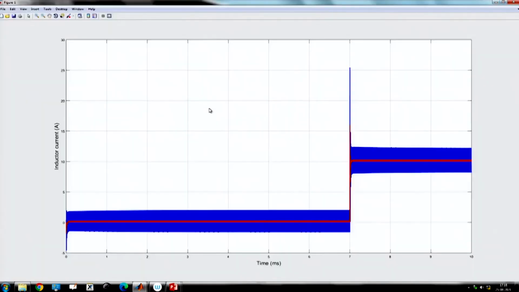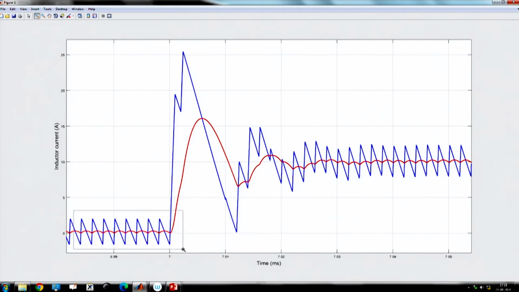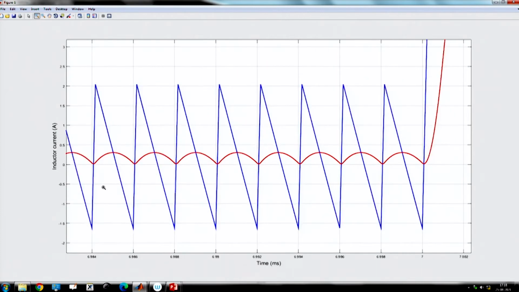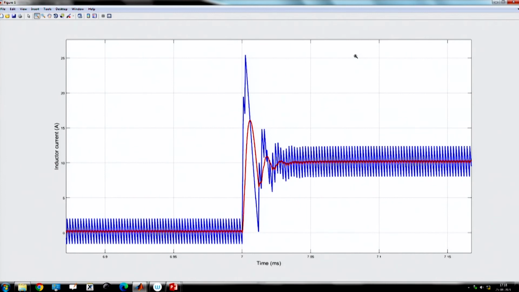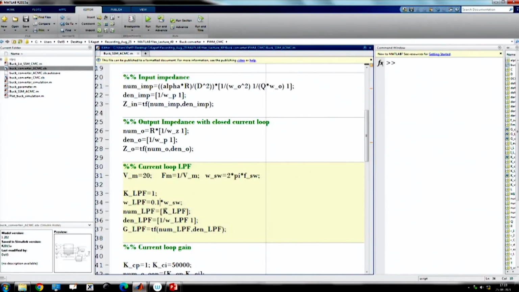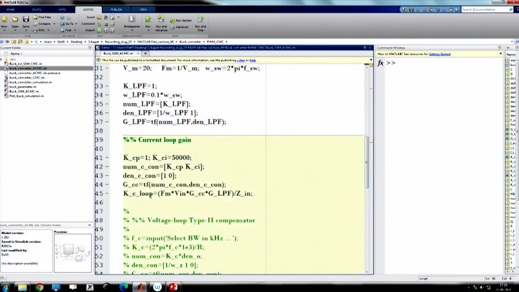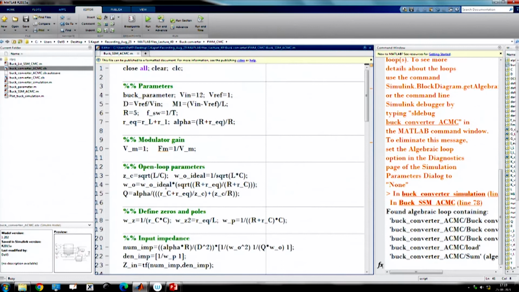See, there is a huge overshoot, because the red one, we are trying to extract the average current. So the bandwidth is very low, but we are putting some high bandwidth in the current controller. So the current controller has to be slowed down. How to slow down the current controller? One way is to reduce the proportional controller gain, and see whether we can see any improvement or not.